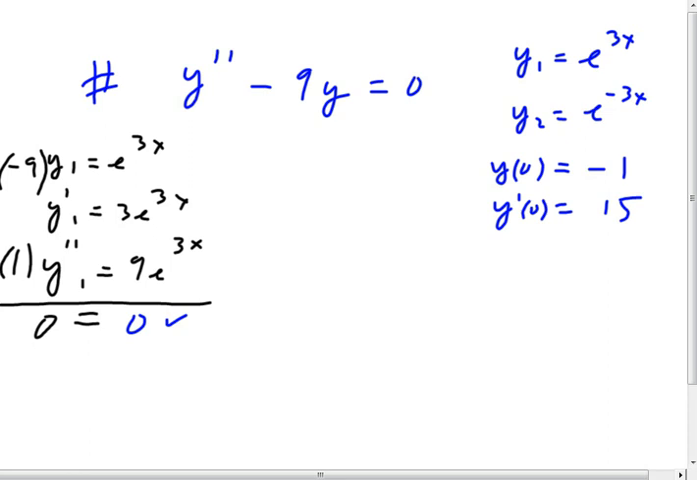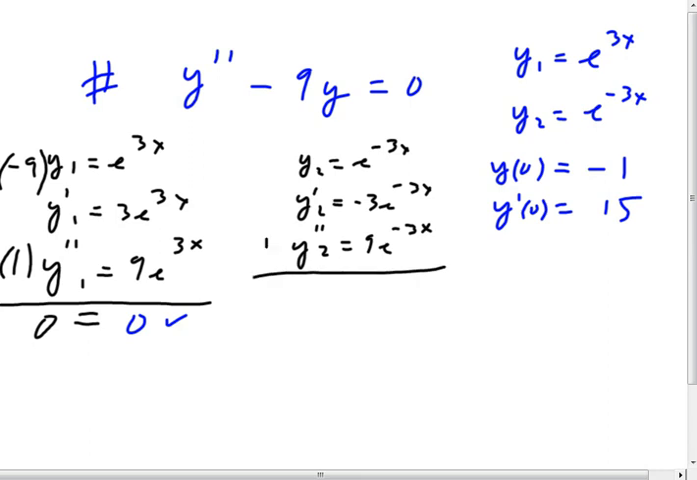Oh, excellent. All right, now we're going to check the other guy. y2 is e to the minus 3x, y2 prime is minus 3e to the minus 3x, y double prime is 9e to the minus 3x. If I take one of these and minus 9 of those, I'm supposed to get 0. And 9 minus 9 is 0, so it checks.